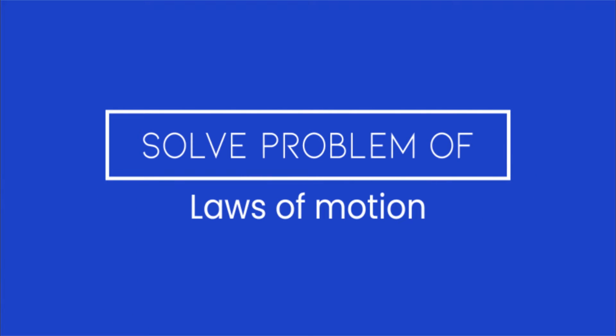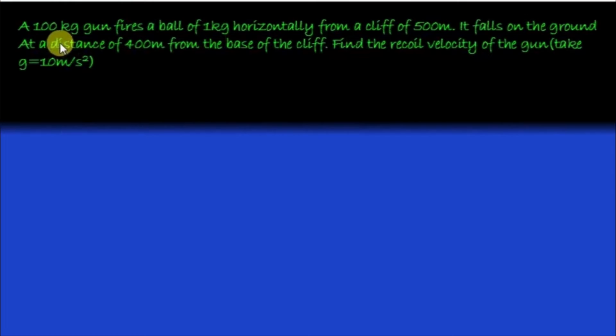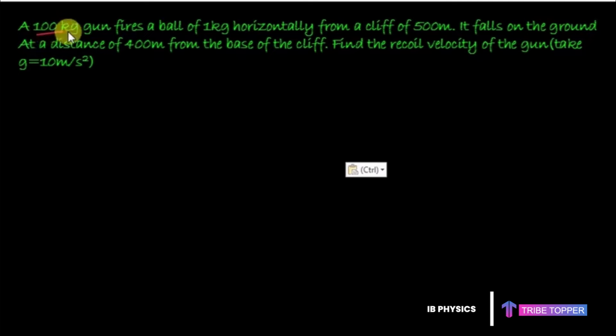This video is on solving problems in laws of motion. My question reads: a 100 kg gun fires a ball of 1 kg horizontally from a cliff of 500 meters. It falls on the ground at a distance of 400 meters from the base of the cliff. Find the recoil velocity of the gun.